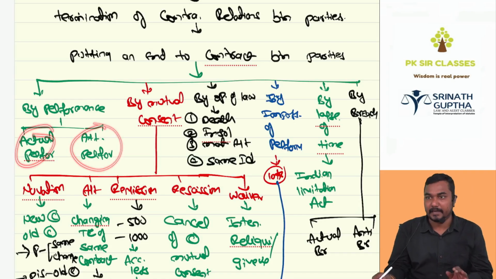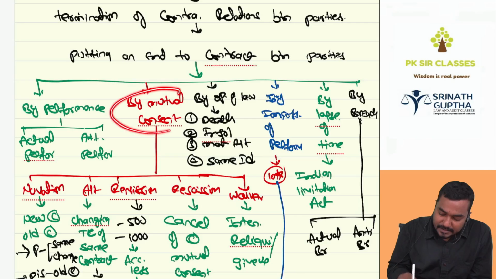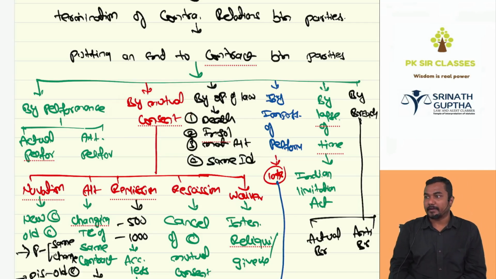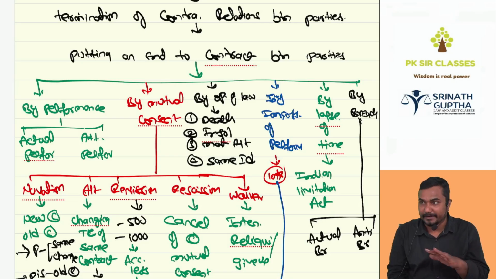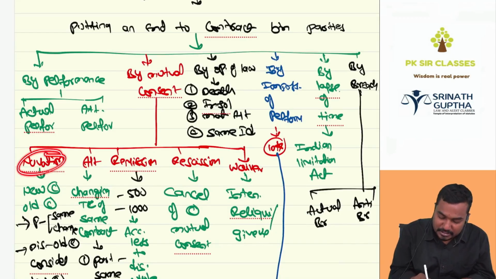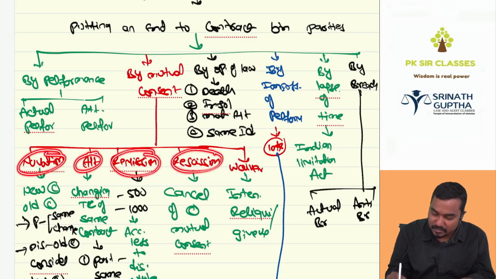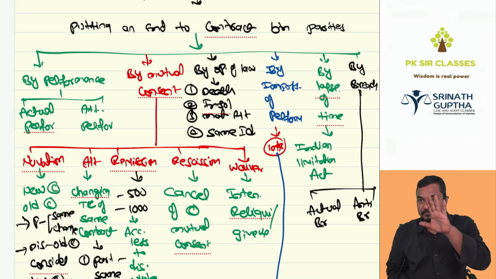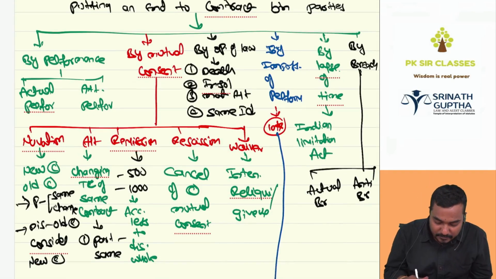The second way of putting an end to a contract is by mutual consent: offerer and offeree sitting together, discussing and closing the contract without any fighting. By mutual consent, again it is 5 types: novation, alteration, remission, rescission, waiver. 5 ways. First one is novation.